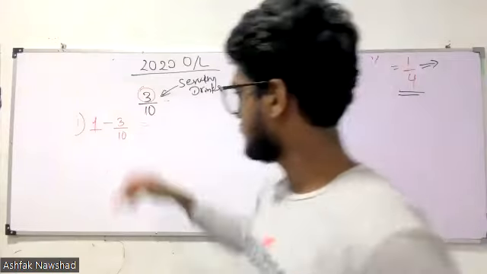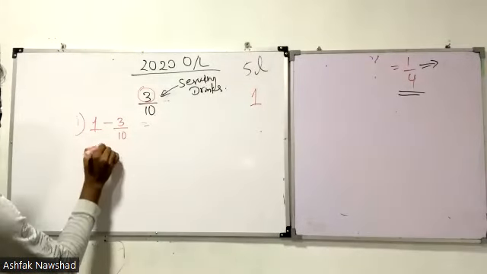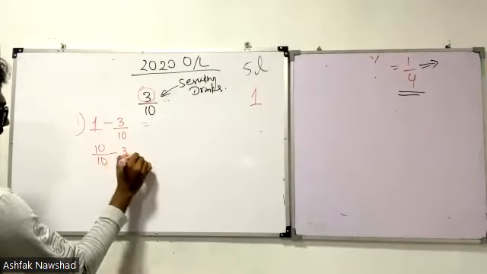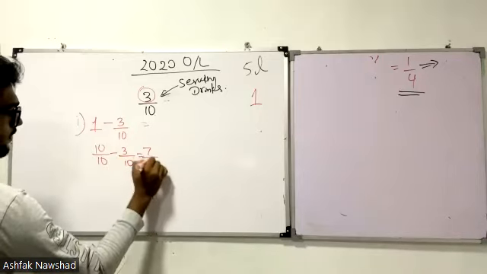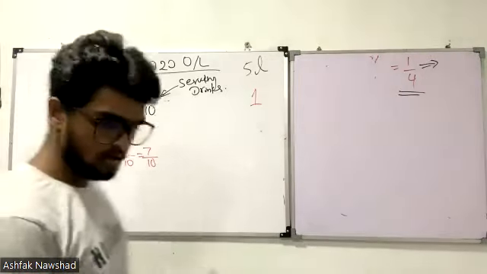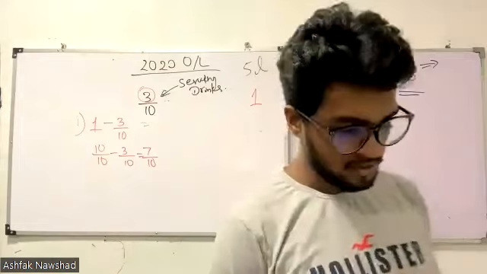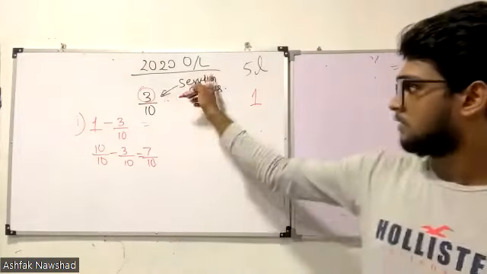From this simplification, I can write 1 as 10/10. 10/10 minus 3/10 is 7/10. The question is 2020 O-levels, Roman numeral 1.